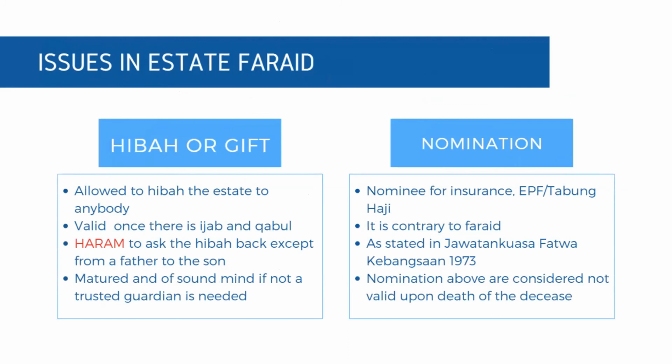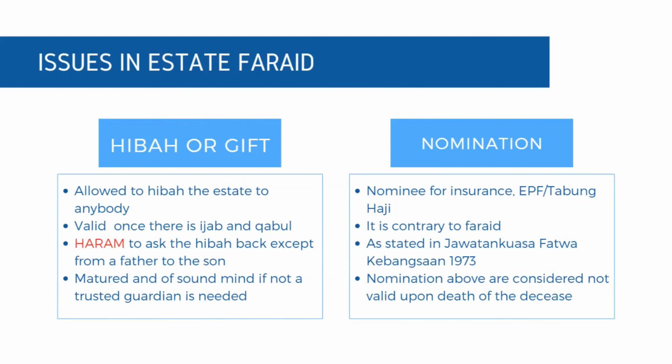And it is haram, and so we cannot ask back the hibah except in a relationship between a father and a son, where the father gives the gift to the son. So the criteria needed for hibah is matured and of sound mind. But if both of them are not applicable, then a trusted guardian is needed for it to happen. So the next one, we are going to proceed to nomination, which is a nominee for insurance, EPF or tabung haji.